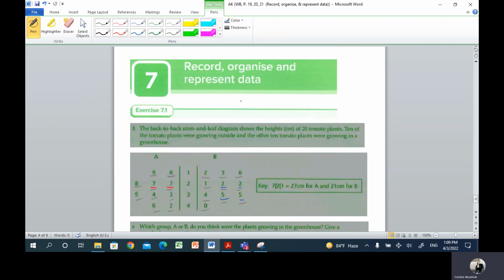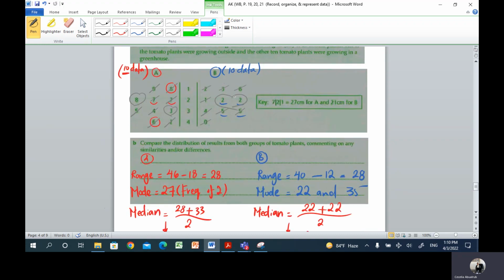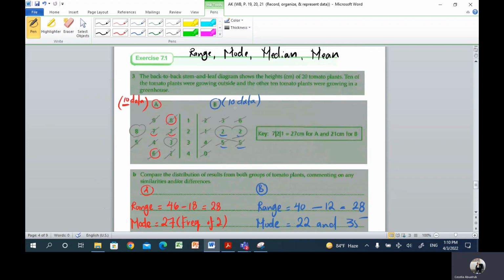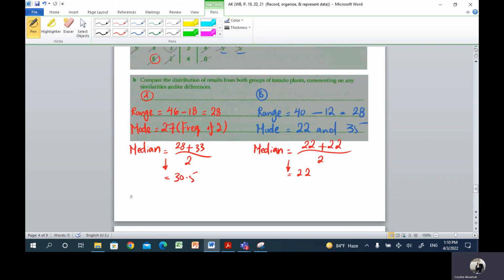And based on calculating the range, mode, median, and mean, you can answer the questions. So here they're asking you, compare the distribution of results from both groups of tomato plants, commenting on any similarities. After you find them, you can answer here that the range is equal. So you can say that the range of A and B are equal.